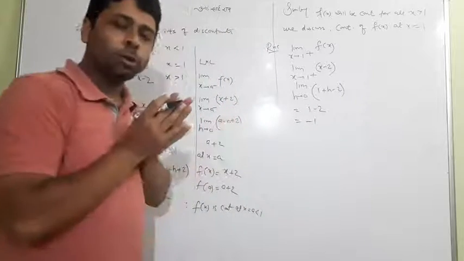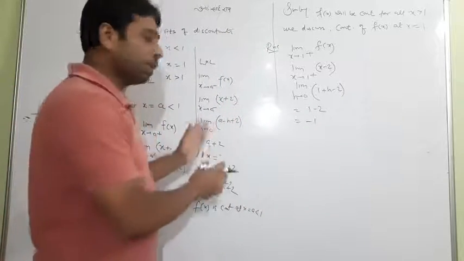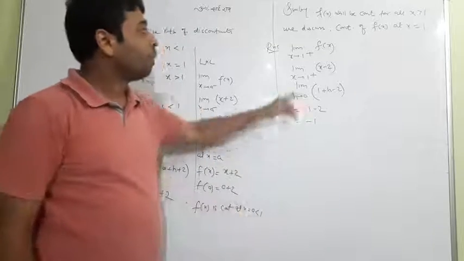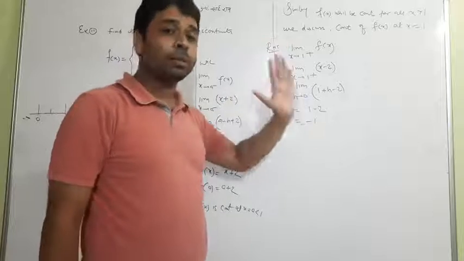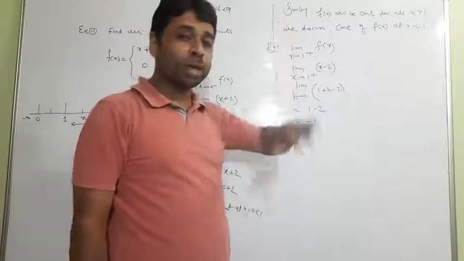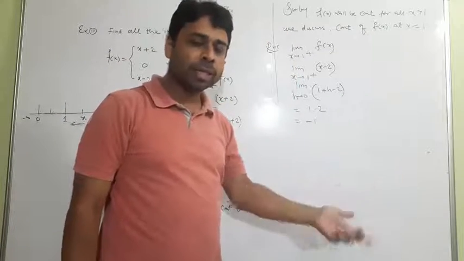And student, you should first think that for 1, x tends to 1 plus, x tends to 1 minus, for the right hand limit and for the left hand limit, and lastly what?